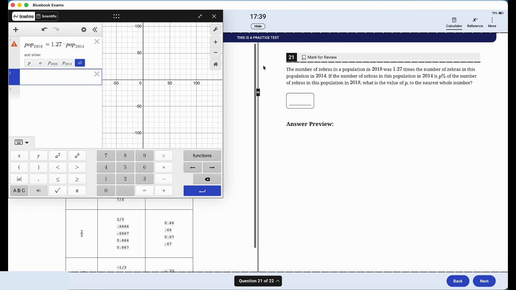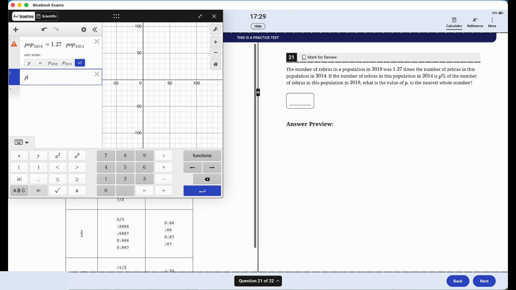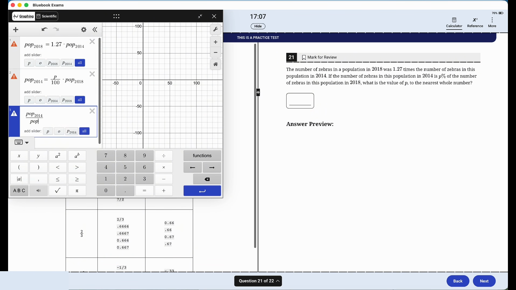That's my equation. The next sentence actually gives you another equation. It says, if the number of zebras in 2014 is p% of the zebras in 2018, then the population 2014 now equals p over 100 times the population 2018. Finally, the question is, what is p? If you rearrange this equation, you would take the population 2014 divided by the population 2018 and multiply by 100. This is what gives us the value for p.